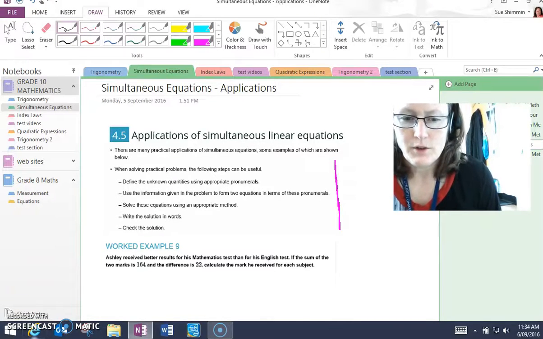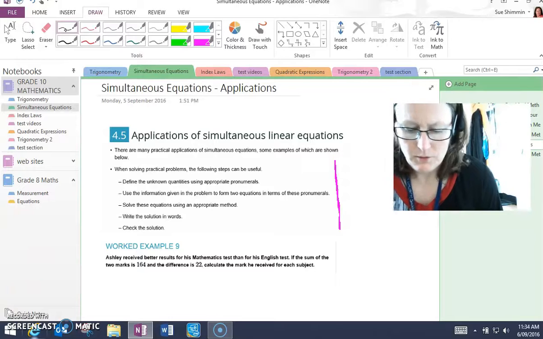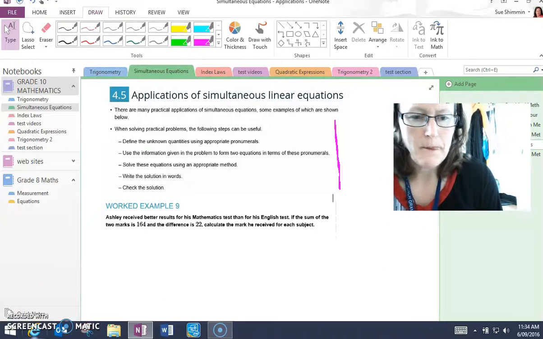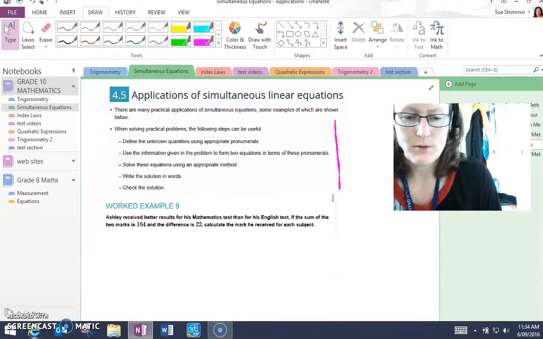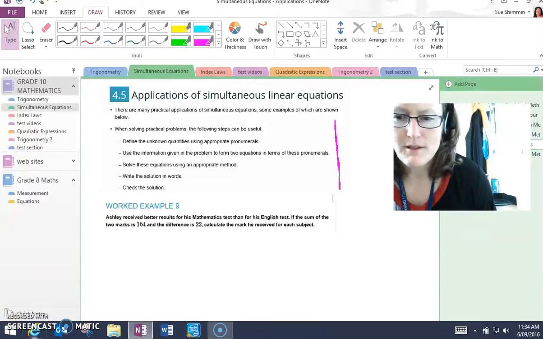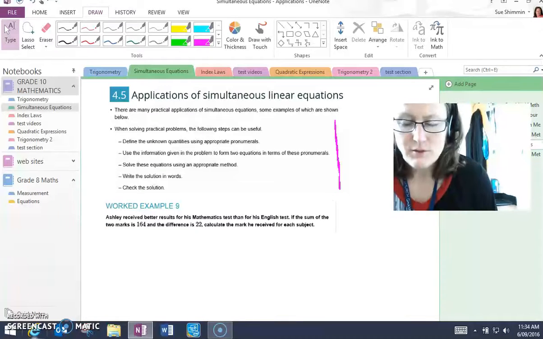Define the unknown quantities using appropriate pronumerals. So in the example below, Ashley received better results for his maths test than English. The sum of the 2 marks, in other words, if you add his maths mark and his English mark together, he got 164. The difference of the 2 marks is 22, remembering he did better in maths than he did English. This is enough information. We can use simultaneous equations to work out what Ashley received for maths and what Ashley received for English.